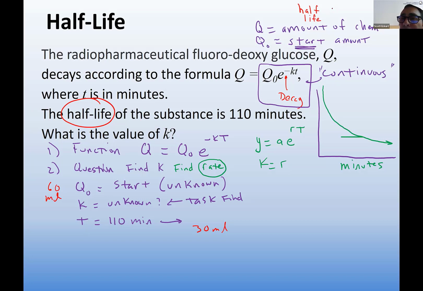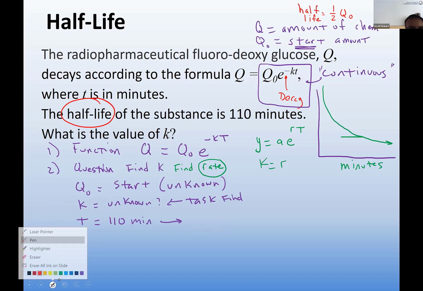The amount is 1/2 of the starting Q naught. So half-life will be 1/2 of the starting amount. Like Jonathan said, the 60 went down to 30. Now the problem is we don't know the starting amount. The starting amount is unknown. So we can't go from a number to a number, but we can go to a formula.